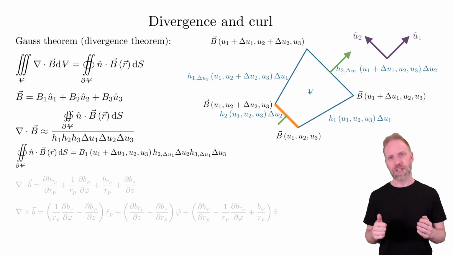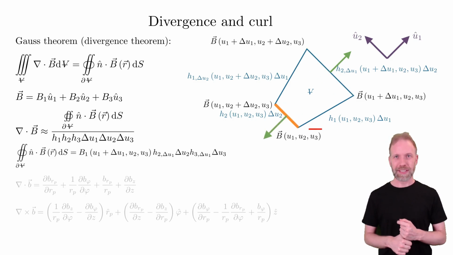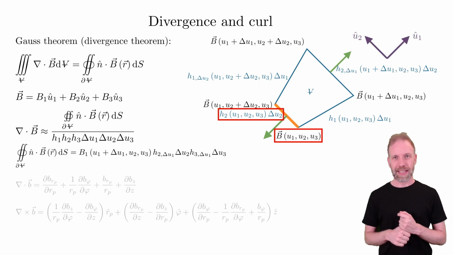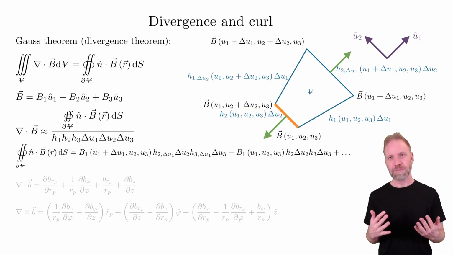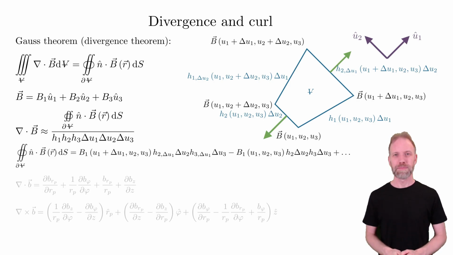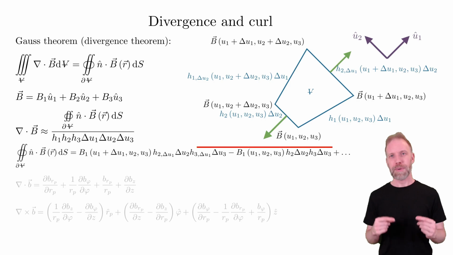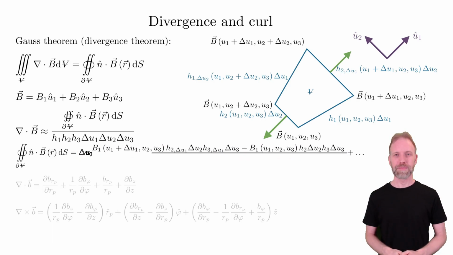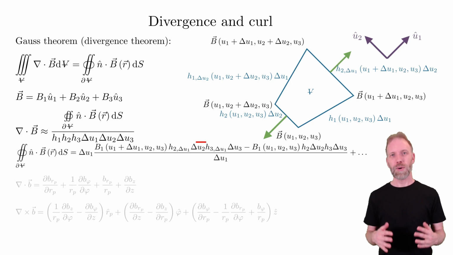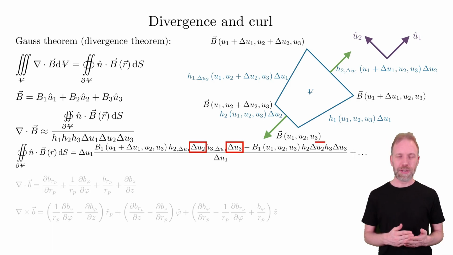Let's continue and move to the opposite side, where the normal vector is in the negative u1 hat direction, which gives a minus. We multiply with b, with the area again. Now everything is at the base position u1. Multiply and divide by delta u1. All terms include delta u2 and delta u3.